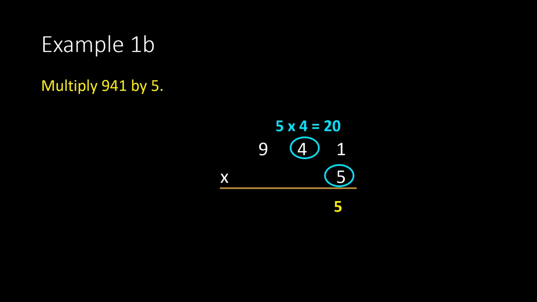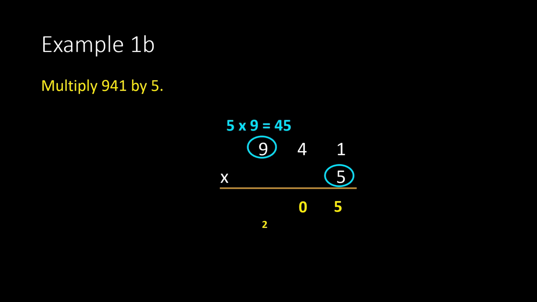5 multiplied by 4 equals 20. This time we have two digits. So we place the 0 as shown directly below the 4 and the 2 in the next column. We've carried that over, that's why it's small.